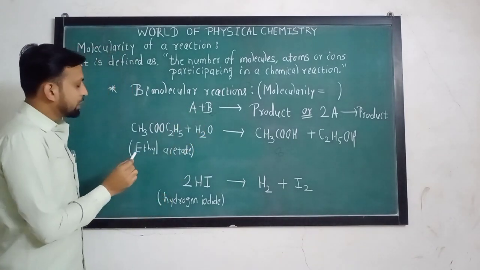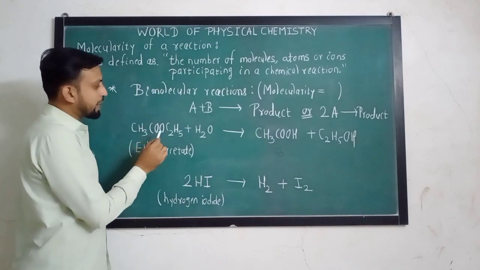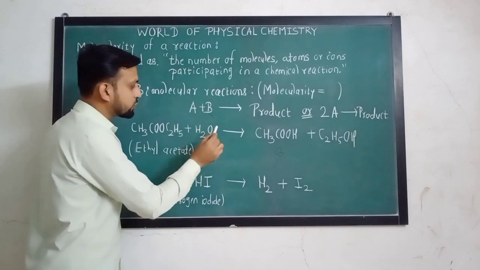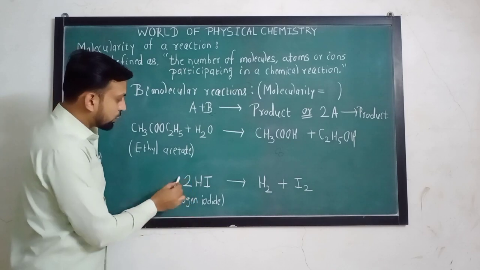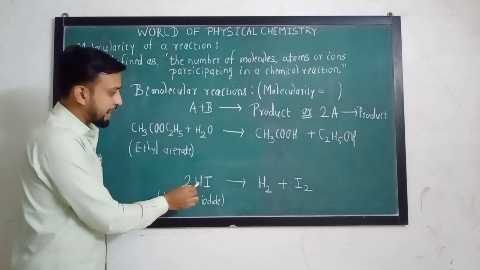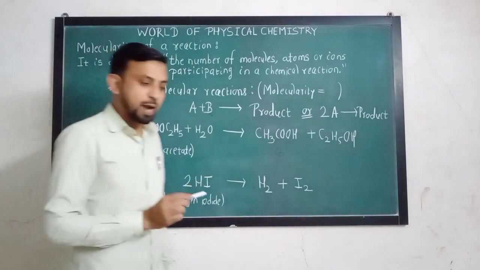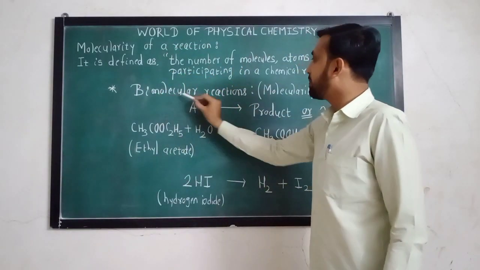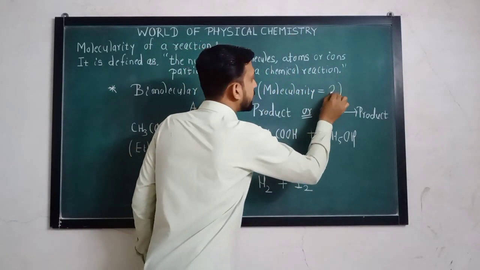In a particular example, hydrolysis of ethyl acetate, 2 reactant molecules are involved, ethyl acetate and water, therefore molecularity is 2. In decomposition of hydrogen iodide, 2 moles of hydrogen iodide are involved in this reaction, therefore the reactions in which 2 atoms, molecules or ions are involved are called bimolecular reactions, and for such a reaction the molecularity is 2.